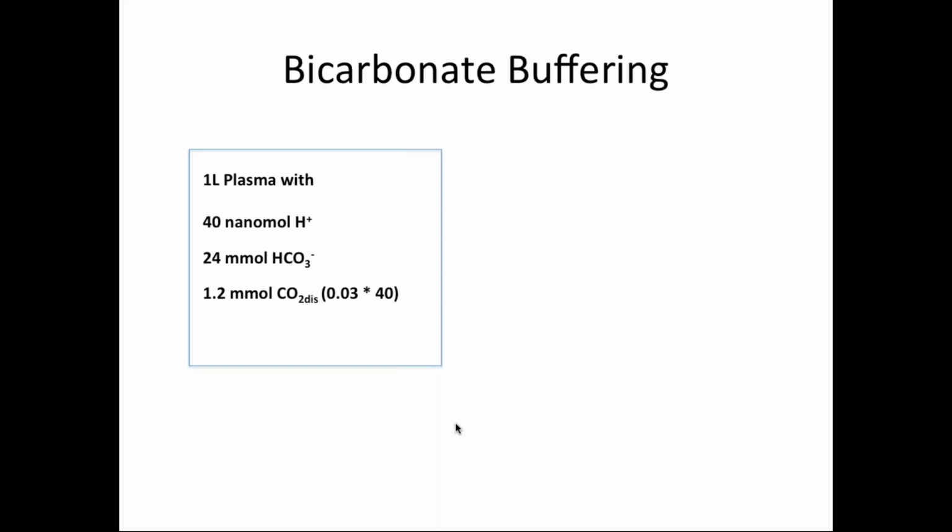So 1 liter of plasma with 40 nanomoles of H plus ions, which is the usual concentration in the body, and 24 millimoles of bicarb. The CO2 pressure is going to be 40 millimeters of mercury, which with the dissolution constant of 0.03 will mean that there is 1.2 millimoles of CO2 in the plasma.